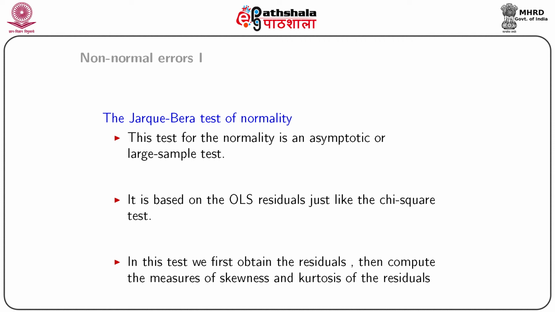This test is again based on residuals from the ordinary least squares estimates of the parameters, just like the chi-square test. So just like in chi-square, the first step was fitting a regression model using the method of ordinary least square and then obtaining the estimated residuals. We do the same thing here. In this test, we first obtain the residuals, and then instead of computing the standard errors for these estimated residuals, we compute the measures of skewness and kurtosis of the residuals.